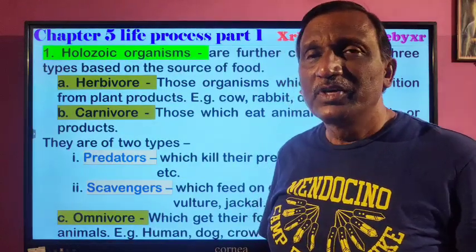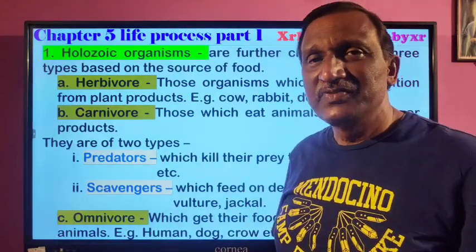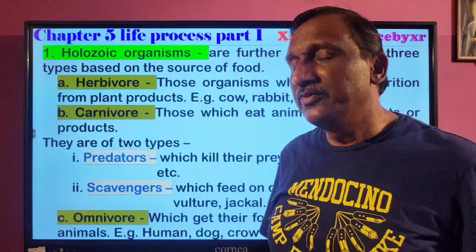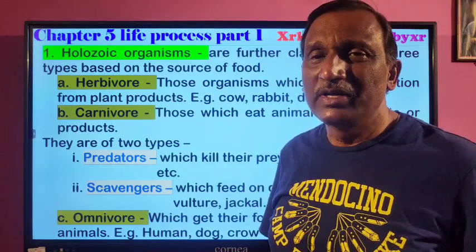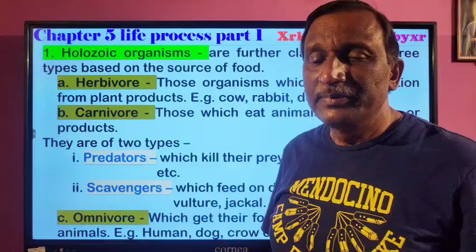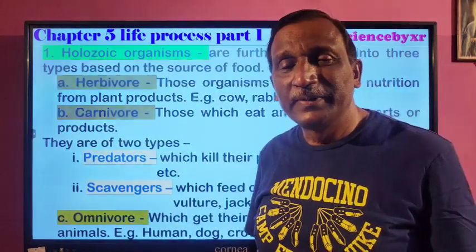Okay. Omnivores are those organisms which eat plants as well as animals. They can get their food either from plants or plant products, or from animals or animal products. Examples: human, dog, crow, etc. Okay.